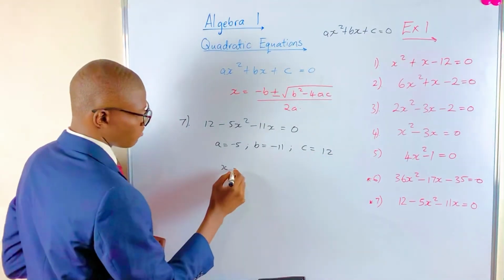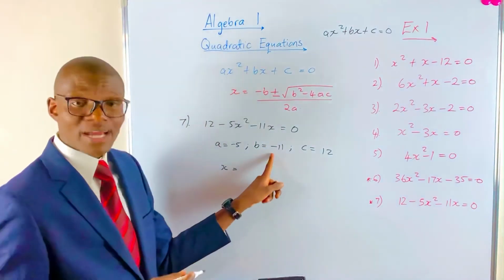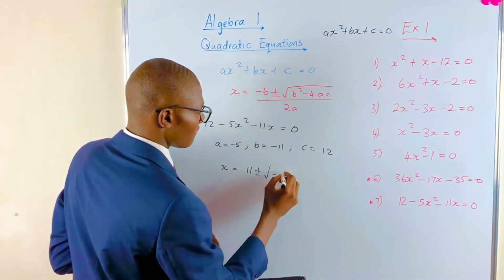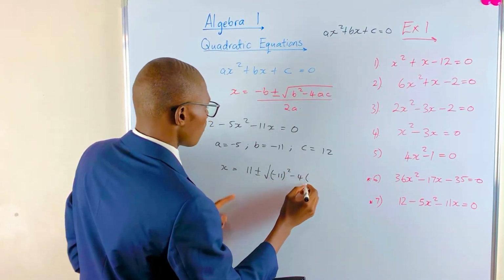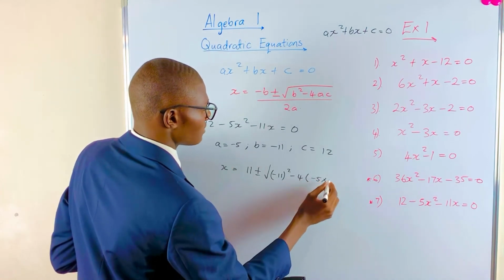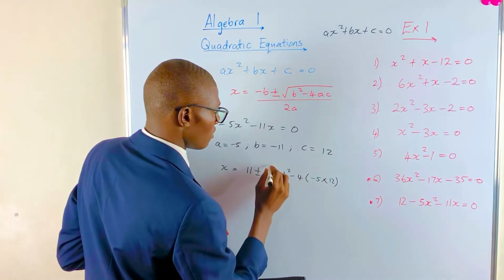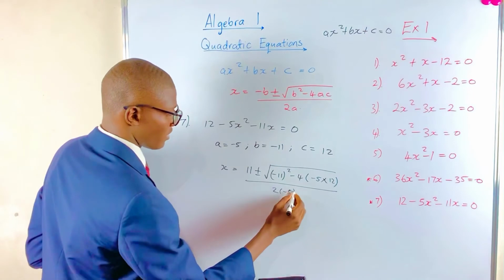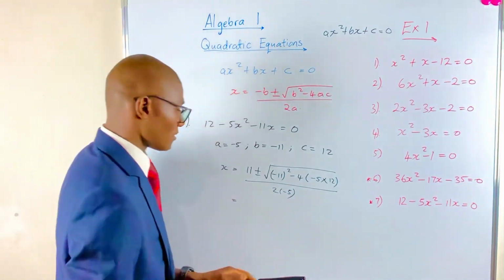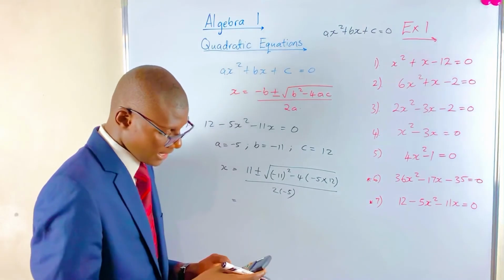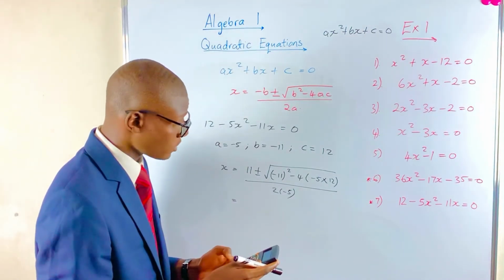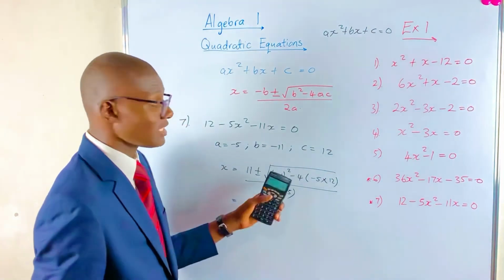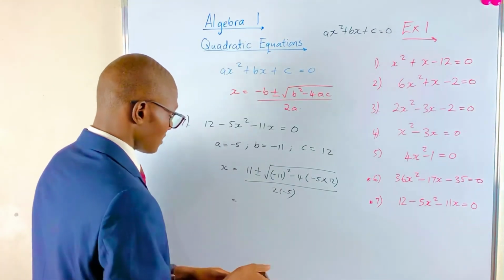So x would be minus B, but this is minus of minus 11. So we get 11 plus or minus the square root of minus 11 squared minus 4 times A, minus 5, times C, 12, all over 2 times A, which is 2 times minus 5. This will simplify: 11 squared minus 4 times minus 5 times 12 gives 361. The root of 361 will give us 19.